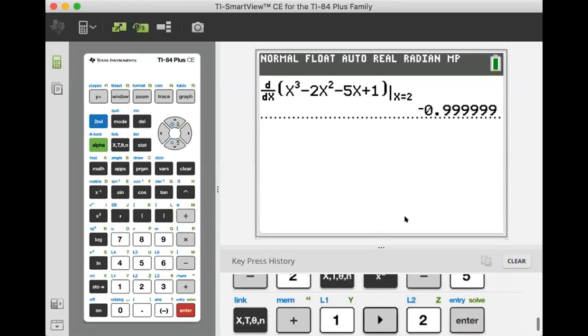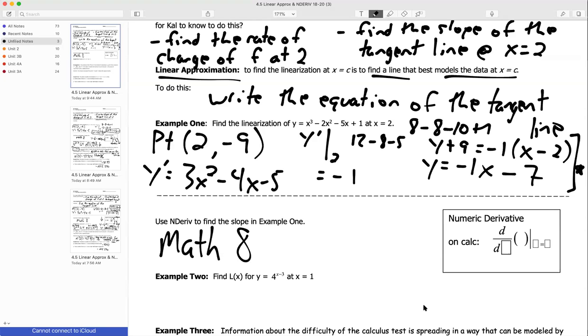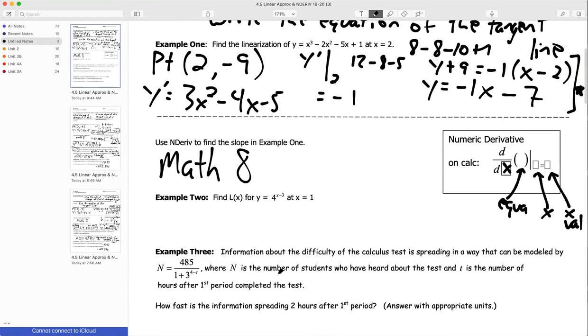All right, well, let's go back to our notes here for just a second. And let me just make sure that we have the notation, okay? We need a d over dx, the equation goes in there, and then x is evaluated, so I have my x value there, okay? So that's the notation. And let's look at example 2. It says, find the linearization for y is equal to 4 raised to the x minus 3 at x is equal to 1.